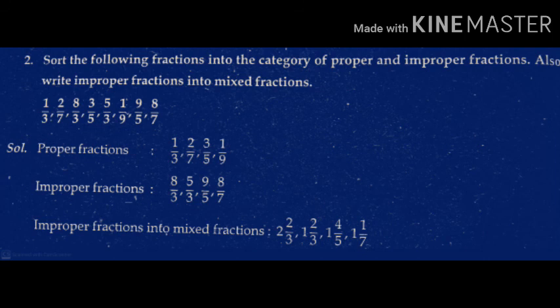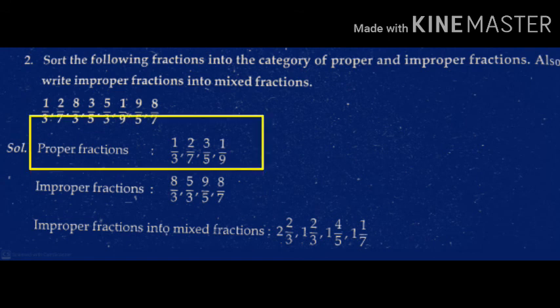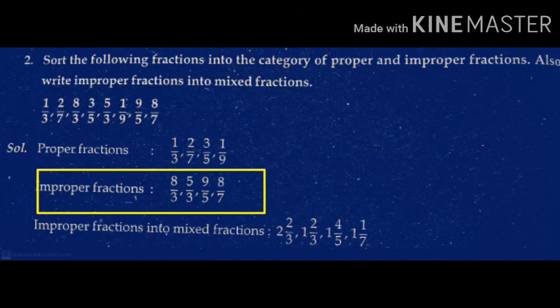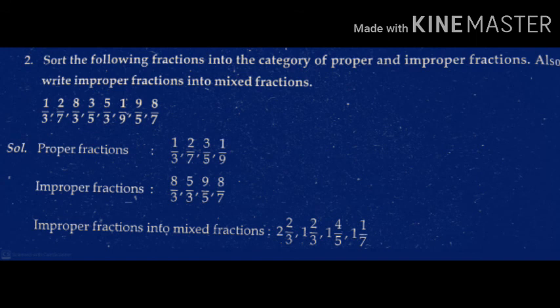Second question, sort the following fractions into the categories of proper and improper fractions, and also write the improper fractions as mixed fractions. Solution, first proper fractions are 1 by 3, 2 by 7, 3 by 5, 1 by 9. Improper fractions are 8 by 3, 5 by 3, 9 by 5, 8 by 7. And the improper fractions converted into mixed fractions: 8 by 3 we can write as 2 and 2 by 3, and 5 by 3 we can write as 1 and 2 by 3, and 9 by 5 we can write as 1 and 4 by 5, and 8 by 7 we can write as 1 and 1 by 7.